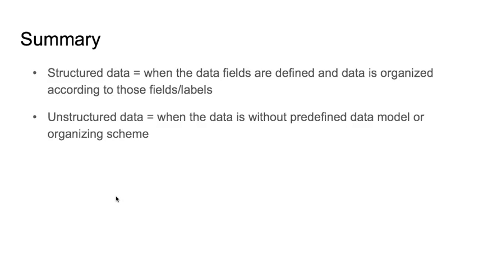Okay, so what we did in this subunit, we talked about structured data, which is where the data fields are defined and the data is organized according to those fields or labels. Right? So there is a pre-existing data model. And unstructured data is when this kind of data model does not exist. There are no predefined organizing scheme. So that's the main difference. And in this course, we'll be mostly dealing with structured data.